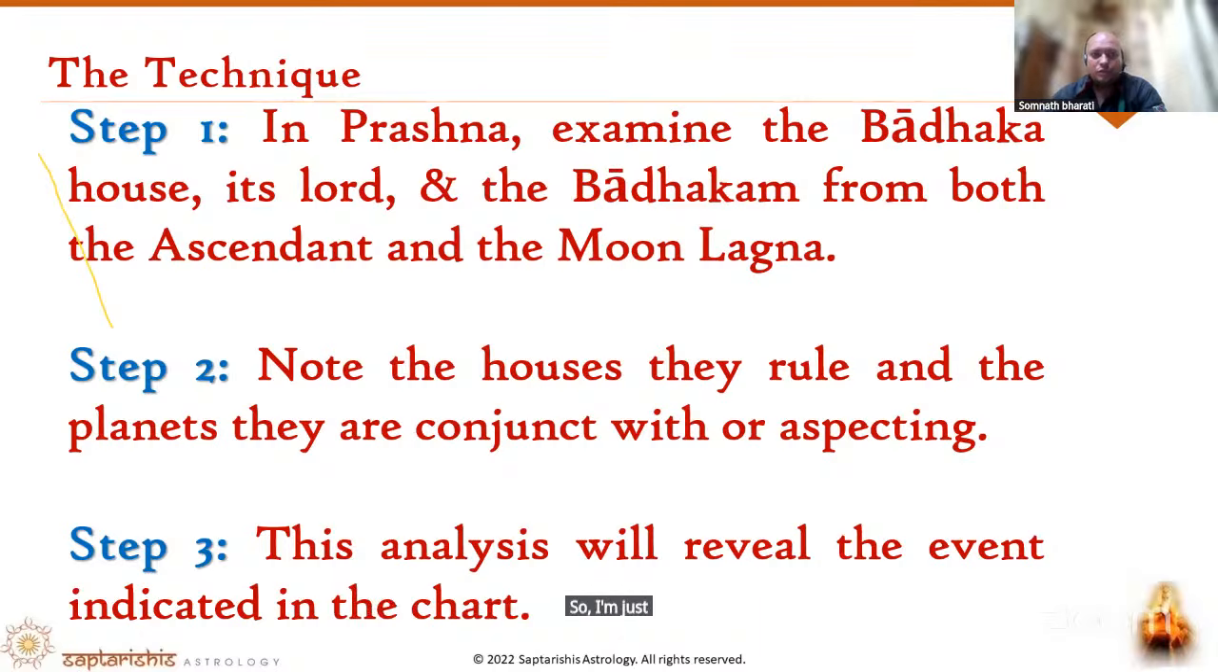So I'm just going to go through these steps once again so that everybody is clear. First, when we construct our Prashna, we are going to check the Badhak house. We are going to check the Badhakesh, its lord, and the Badhakam from both the ascendant and the Moon Lagna. Second step, we are going to see which houses these planets own and if they are conjunct with any other planet. Also, last but not the least, what aspectal relationship they have with the other planets. And finally, when we bring all of this together, we can see the event happening in the chart.